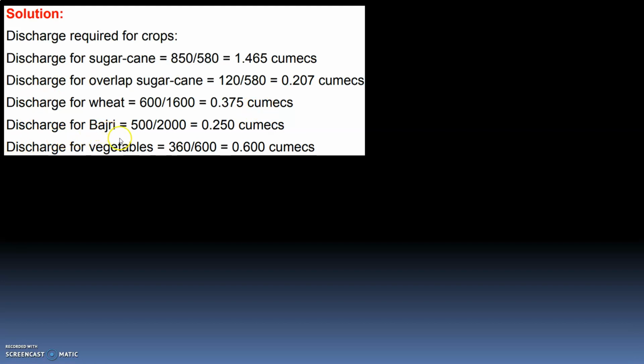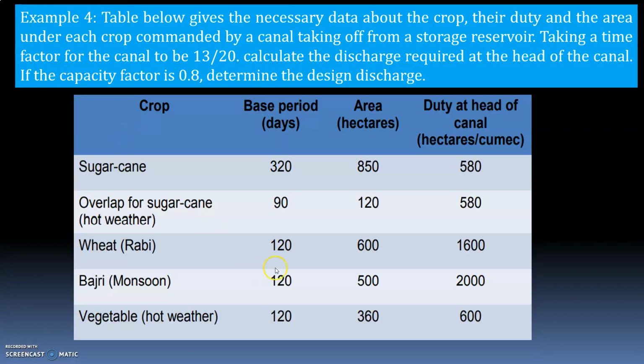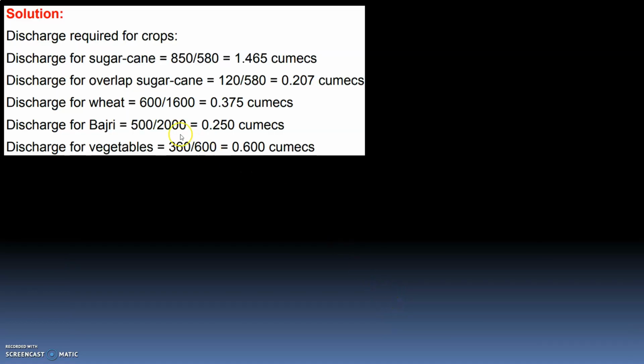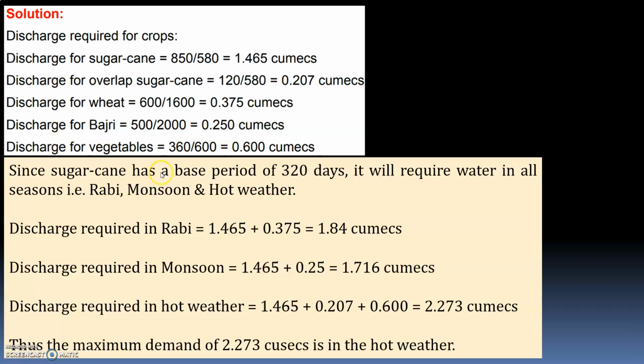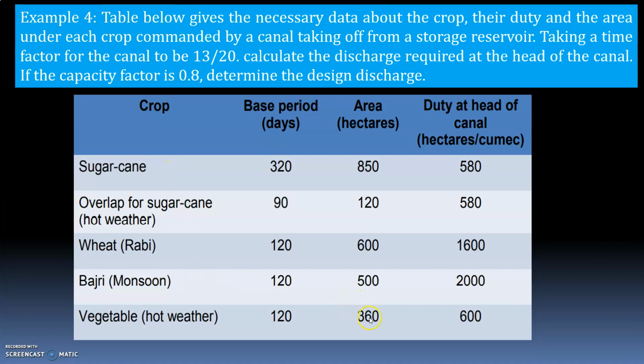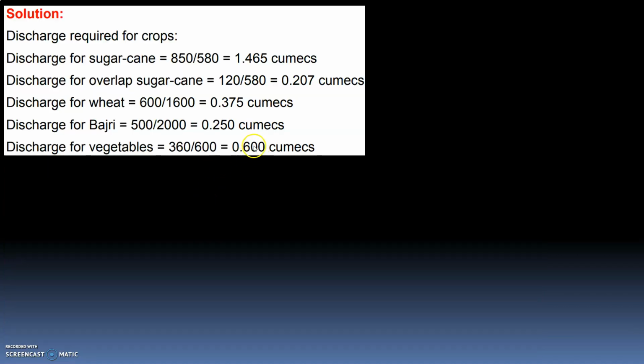Next is bajri, that is 500 divided by 2000. So that is 0.25 cumecs. Next, discharge for vegetables, that is 360 divided by 600. So you get 0.6 cumecs. So the first step is to calculate the discharge for each crop.